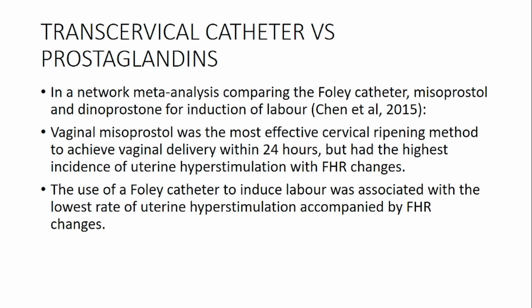Transcervical catheter versus prostaglandins: vaginal misoprostol was the most effective cervical ripening method to achieve vaginal delivery within 24 hours, but had the highest incidence of uterine hyperstimulation with fetal heart rate changes. The use of a Foley's catheter to induce labor was associated with the lowest rate of uterine hyperstimulation accompanied by fetal heart rate changes. So, if you want to avoid this, particularly in a multipara, it is better to use a Foley's catheter for cervical ripening because it is less associated with hyperstimulation of the uterus.